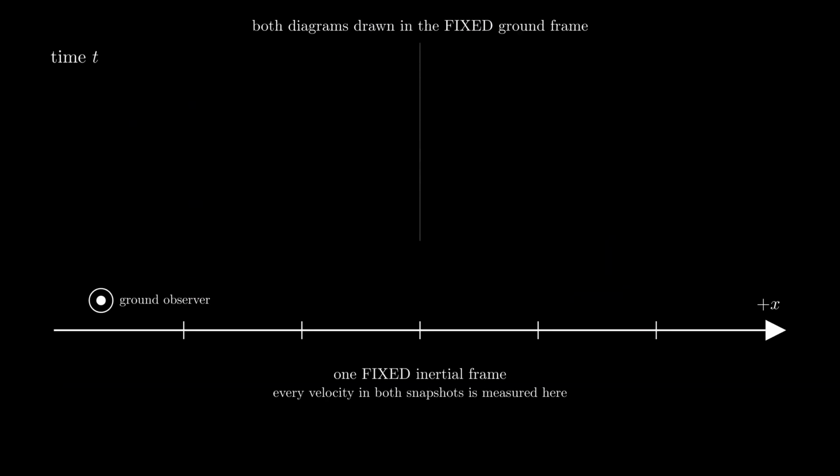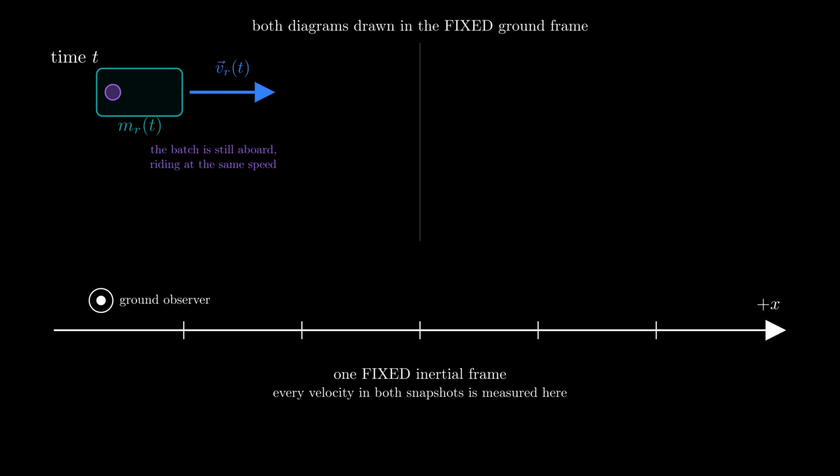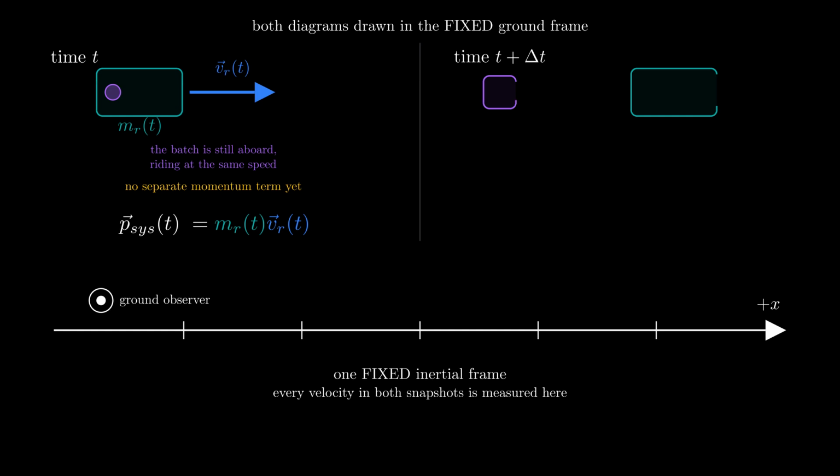Now the two momentum diagrams, both drawn in the fixed frame. At time t, the system is one body, the rocket, mass m sub r of t, moving at v sub r of t. The batch is included, still aboard and riding along at that same speed. The system momentum is m sub r of t times v sub r of t. At time t plus delta t, the same matter is two bodies. The rocket of mass m sub r of t plus delta m sub r now moves at v sub r of t plus delta t.